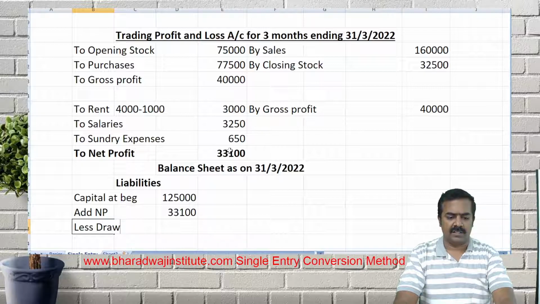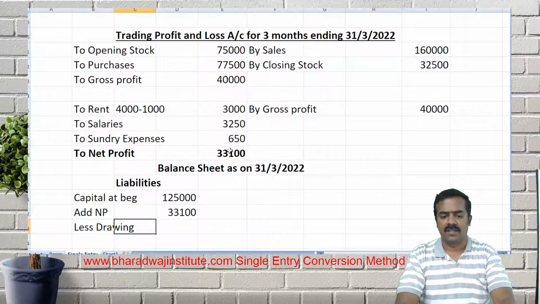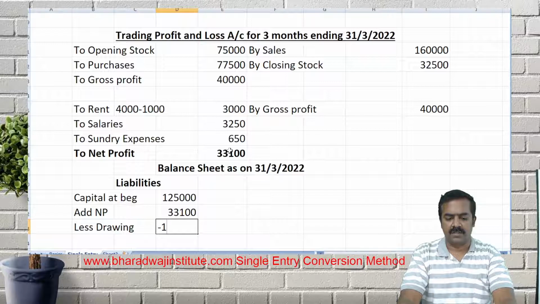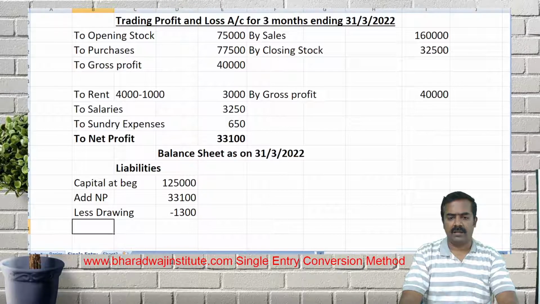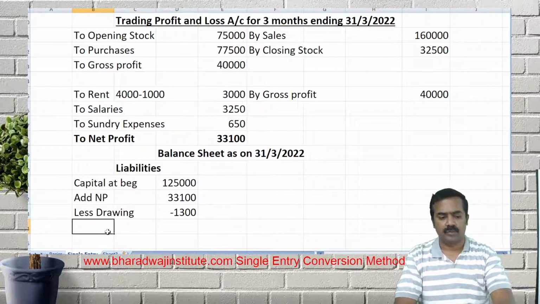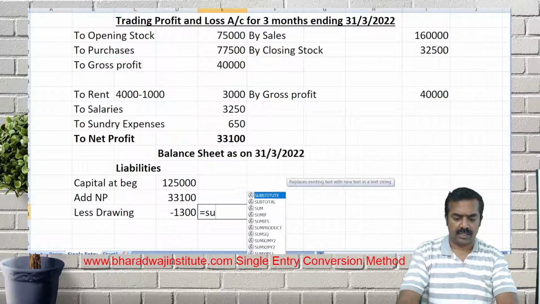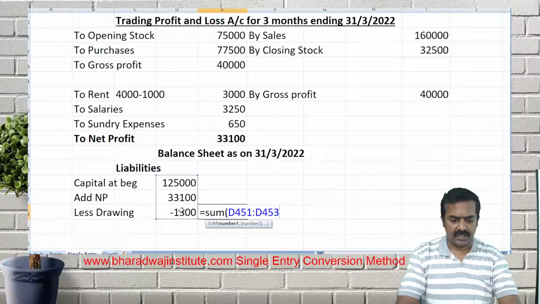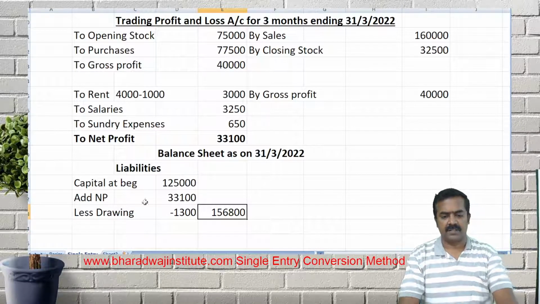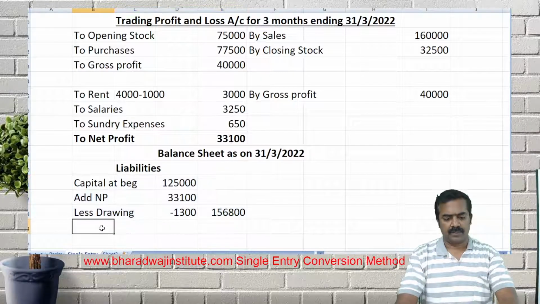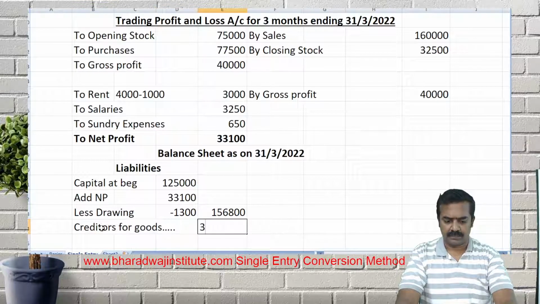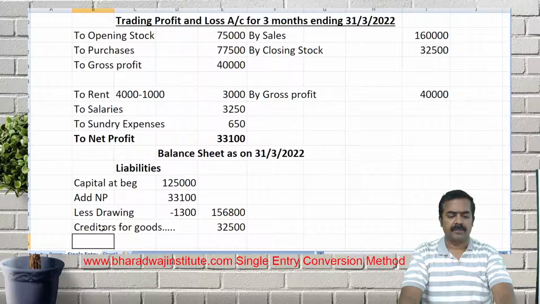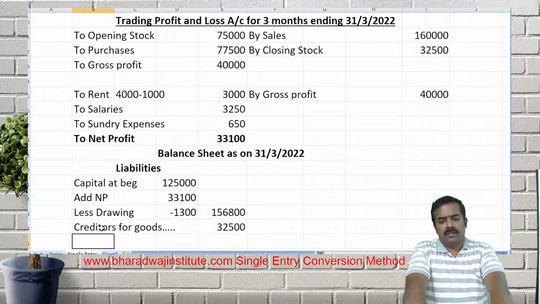Less drawings. They have withdrawn cash for personal expenses. How much per week? 100 per week. Any withdrawal from bank? No, only from cash. If there is any amount withdrawn from bank, that also should be considered. Then creditors for goods, closing balance 32,500. That's it from the liabilities.